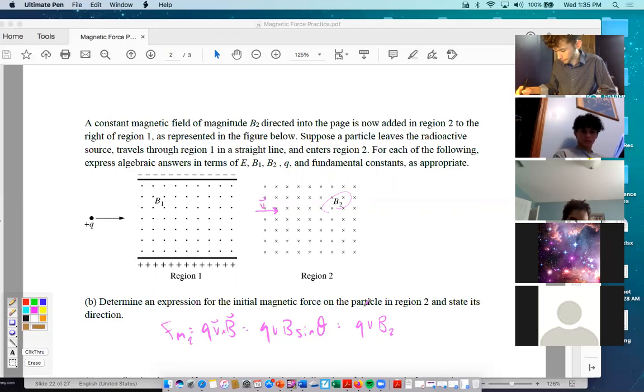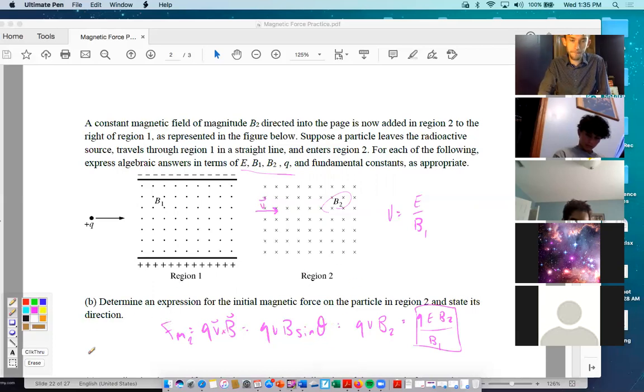And we have an expression for V. They don't tell us we can use it, but didn't we show earlier that V is equal to E over B1? So we can just plug that in here. My magnetic force ends up being Q E B2 over B1. Once again, we have to state its direction. It is directed up because of the right-hand rule. Questions about that? Okay.